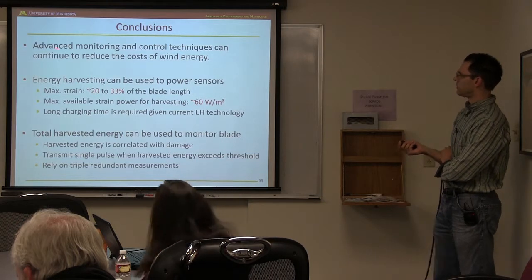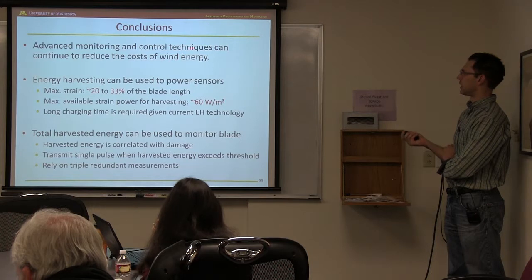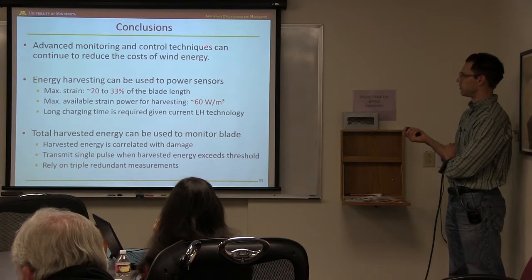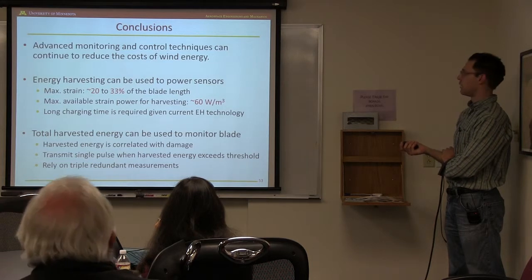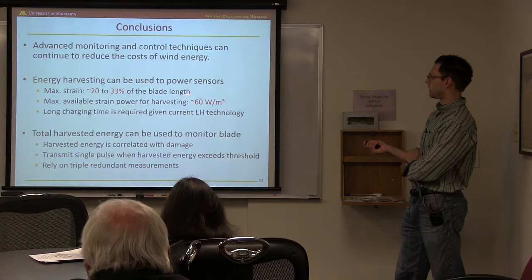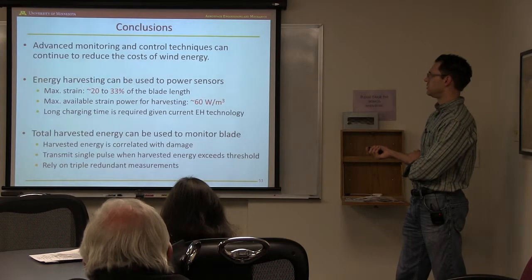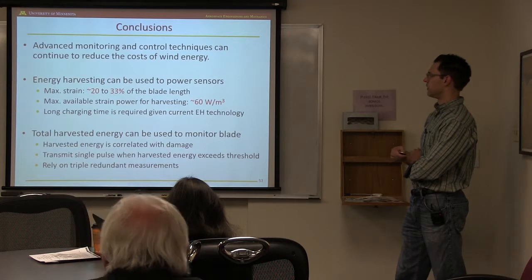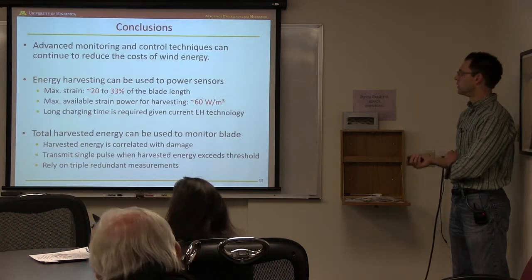So I think basically the point is there's quite a bit of work in advanced monitoring, and especially controls at the wind farm level, where you can keep reducing the cost of wind energy. The main part of this talk I focused on monitoring. The main takeaway is that the amount of energy you can capture is about 60 watts per meter cubed, and it's not enough energy to do some sort of real-time control.